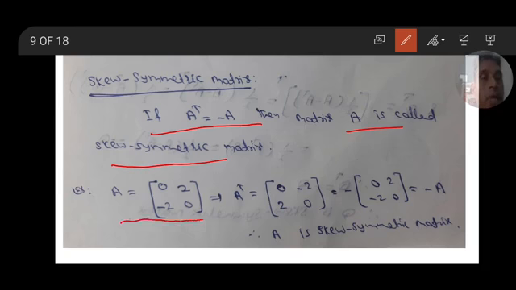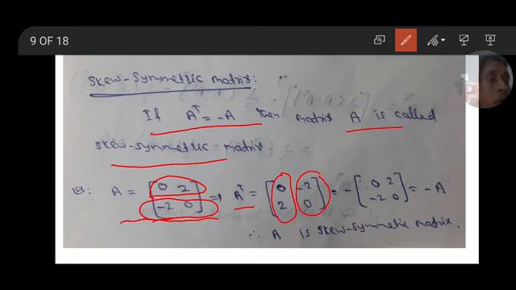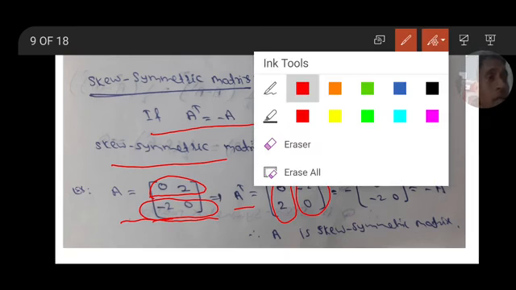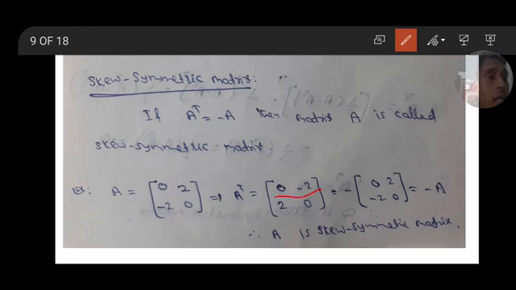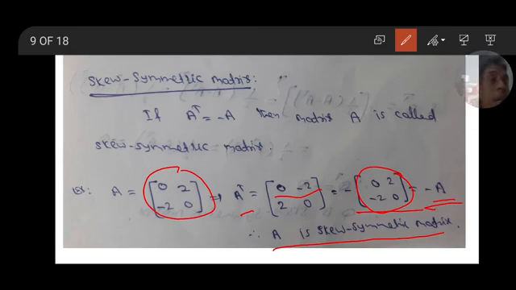For example, A equals [0, 2; minus 2, 0]. Then for A transpose, I am converting the first row into a column: first column 0, 2, and the second row minus 2, 0 becomes the second column. If you take minus common in the matrix, minus is outside and the matrix is 0, 2, minus 2, 0. So minus of this total is A, so minus A. So A transpose equals minus A. Therefore A is a skew symmetric matrix.